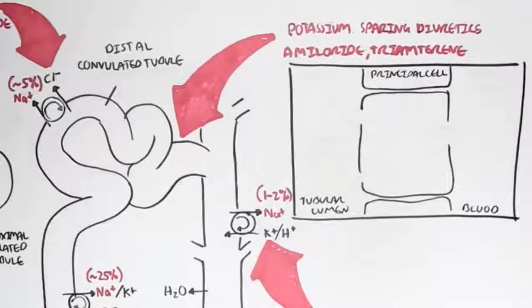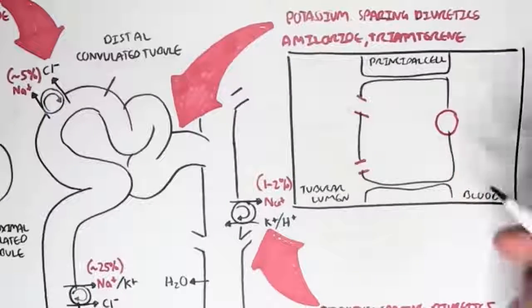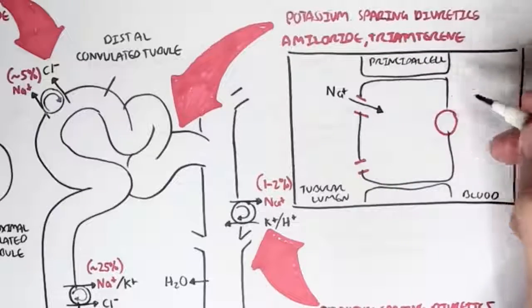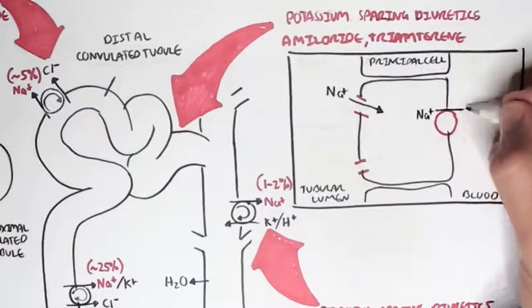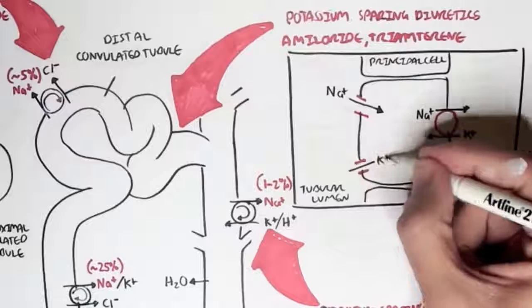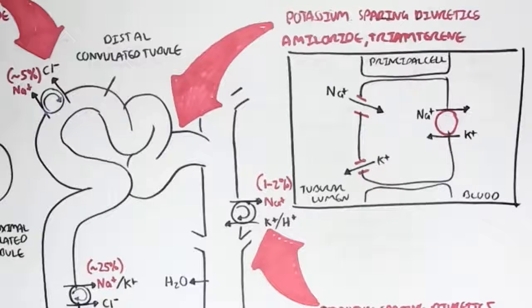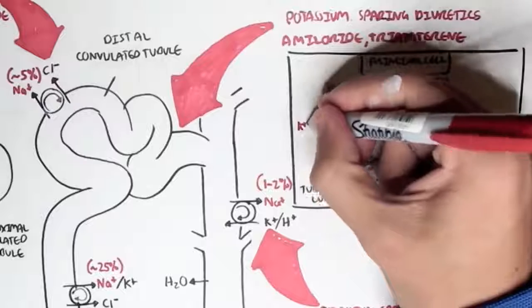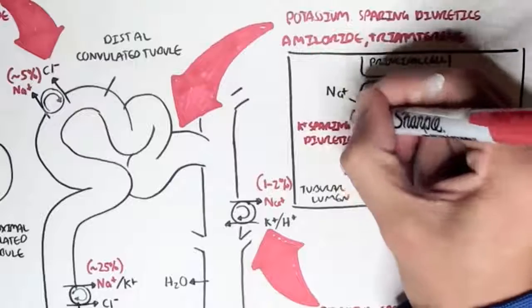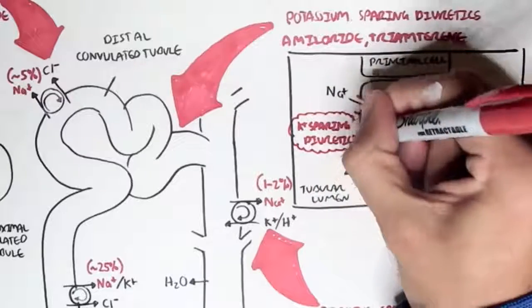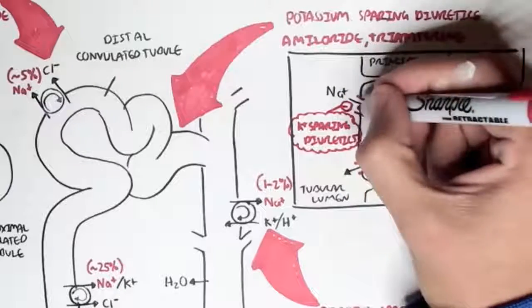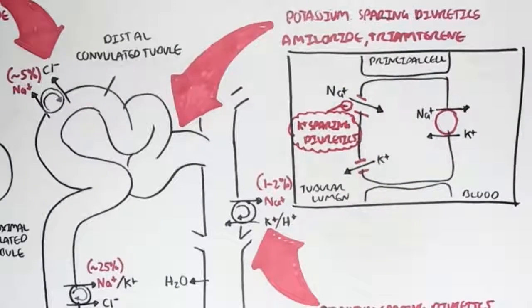Let's look at what happens normally. Normally, sodium is reabsorbed from the lumen of the nephron, and then sodium will be reabsorbed into the blood through a transporter. This transporter, when it reabsorbs sodium, excretes potassium. Potassium is then excreted into the tubular lumen. The potassium-sparing diuretics, amiloride and triamterene, essentially inhibit this sodium reabsorption, and as well as inhibit potassium excretion.